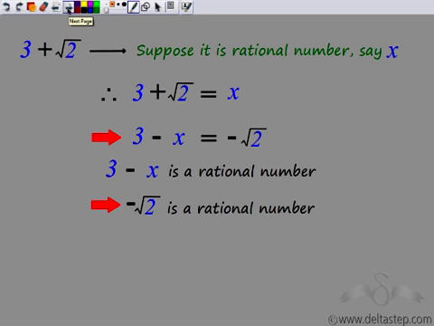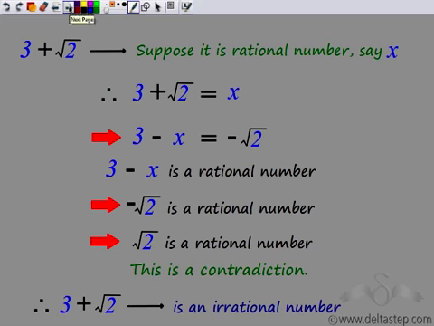which implies that negative of under root 2 should also be a rational number. Now if negative of square root 2 is a rational number, then this would further imply that under root 2 should also be a rational number. Now this is a contradiction. We know this is not true. Root 2 is an irrational number. If this is a contradiction, what about this? Whatever we had supposed was wrong. That is, we had supposed this to be a rational number. That is wrong, which implies that this would be an irrational number.